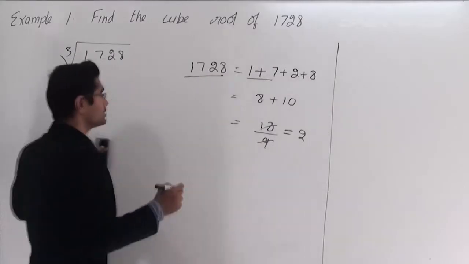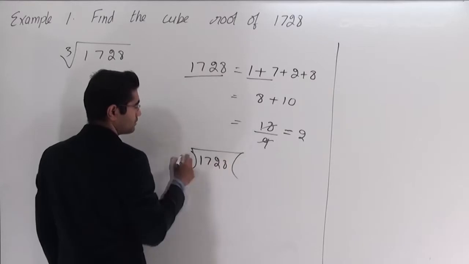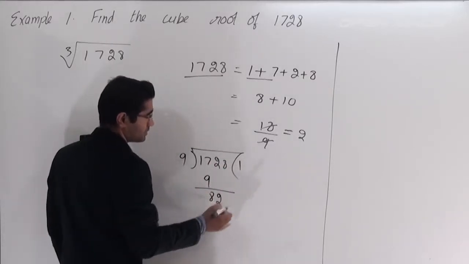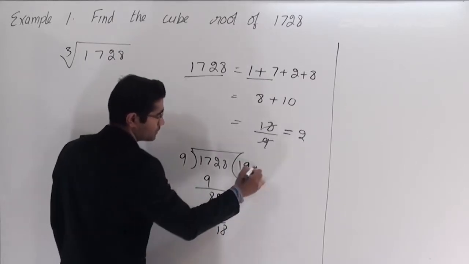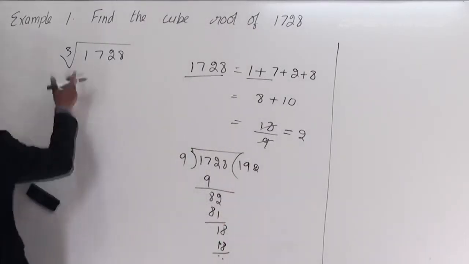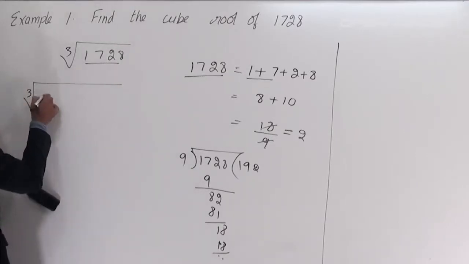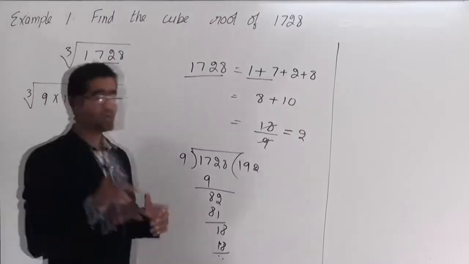So what I do is simple. Try to divide 1728 by 9. 1 times 9 is 9, and you get 8, 2 carried down. You get 9 times 8 is 72, and 8 minus... you get 18, okay, cool. We got 192. So I can write this as the cube root of 9 times 192. Now, why am I doing this? We'll come to this a little later.